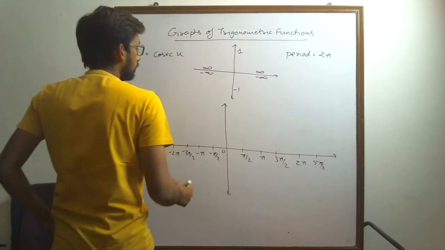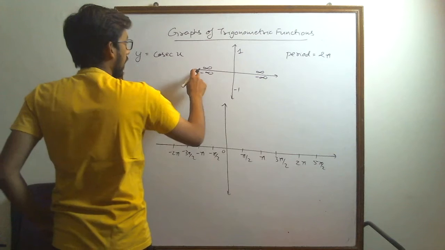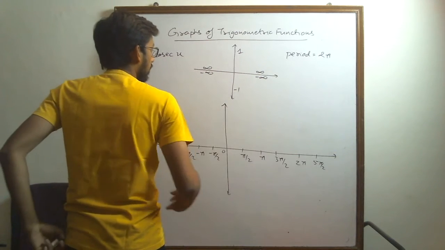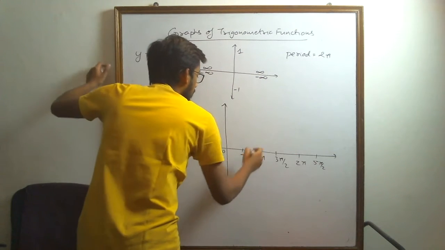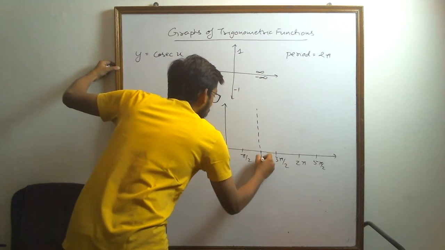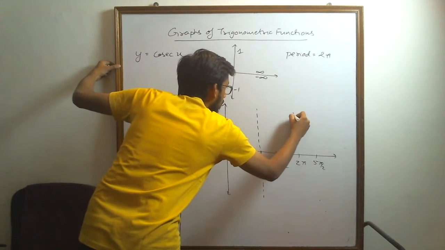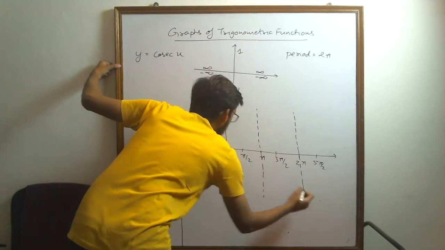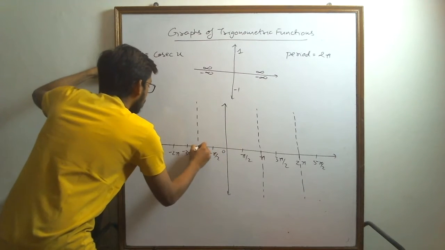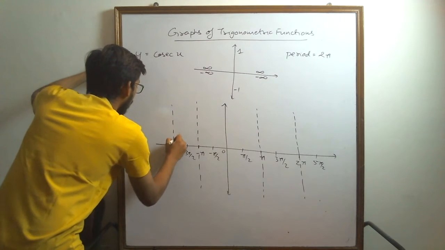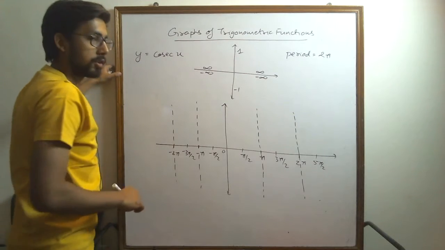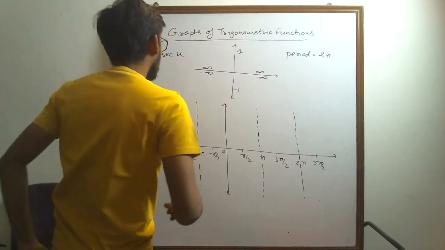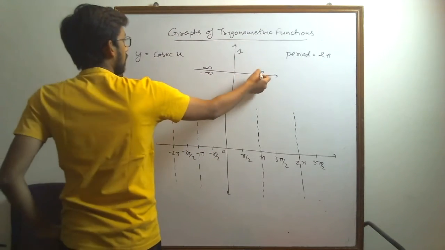Okay, so now we see that 0 or the angles on the x-axis are asymptotes for the function. So 0, pi, 2 pi, minus pi, minus 2 pi, all will be asymptotes for cosec x. 0 is also an asymptote. Now, let's make the graph.